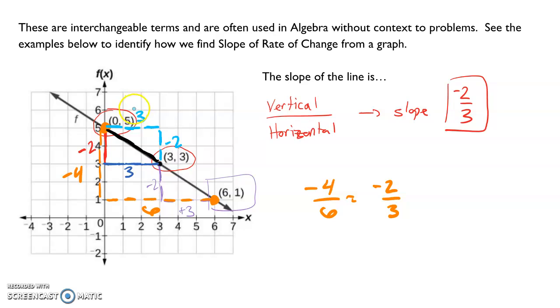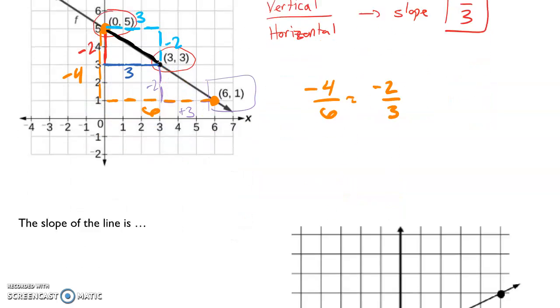That doesn't mean you put the 3 in your numerator. The 3 is still your horizontal change. That goes in your denominator. Okay? So that's a negative slope because my line is going down from left to right.